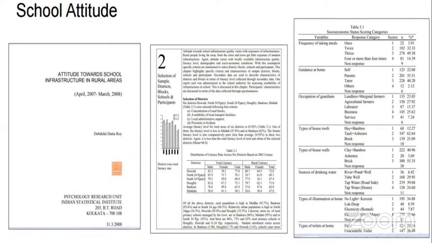So if we talk about the attitudes toward the school infrastructure in the rural areas, let's not talk about the rural areas. If I just ask you about the attitudes toward the school infrastructure, as per you, what should be the domain, or what should be the items, or what should be the characteristic that should define the school infrastructure? What do you understand from this? Anyone? I hope you understand what school infrastructure is all about.